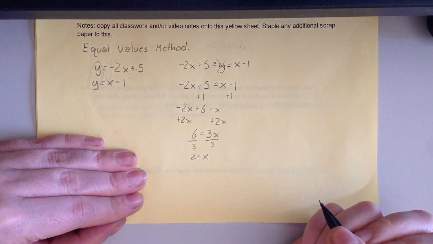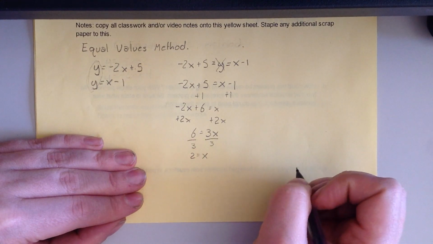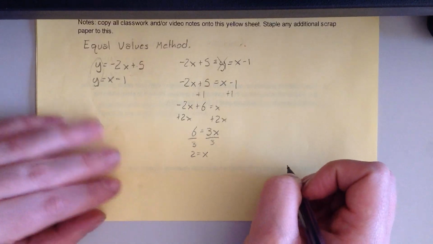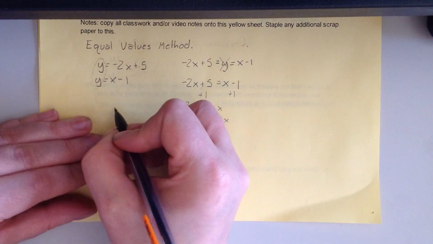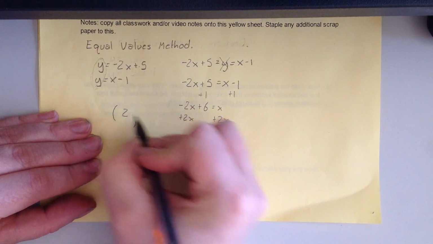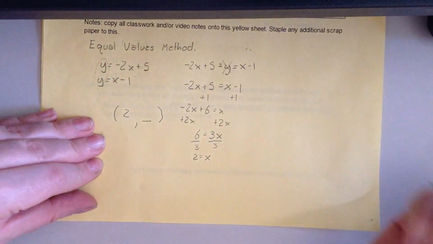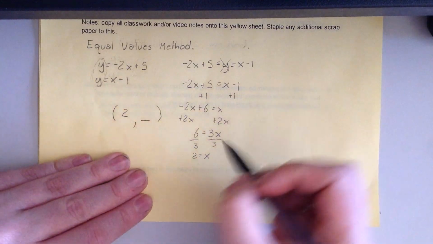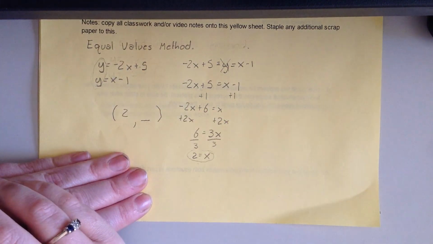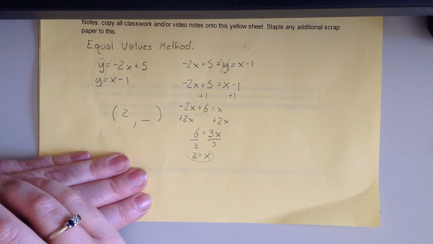But I'm not done. Remember what we talked about. The solution to a system of equations is a point where these two lines will cross. That means we need to find both the x value, which in this case we found was 2, and the y value. And we haven't found that y value yet. To find the y value, we need to take our x and substitute it into one of our original equations to find out what y would be.